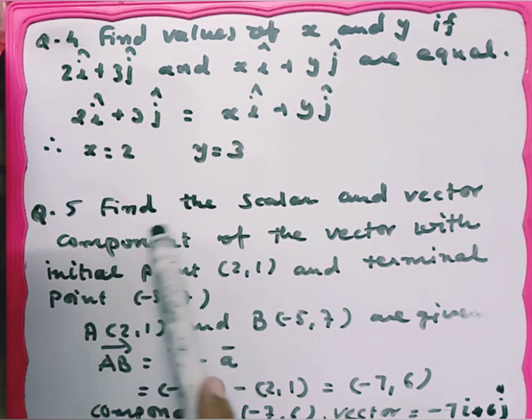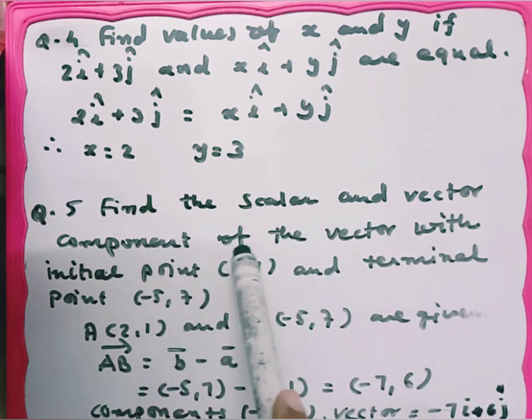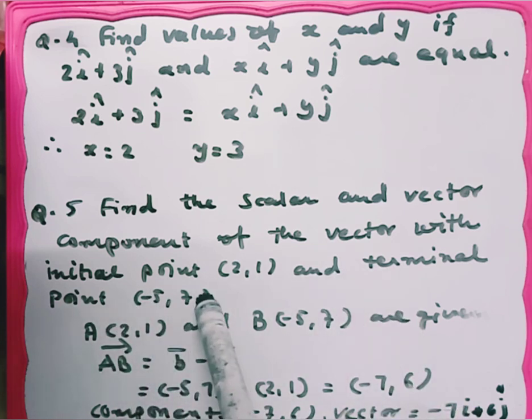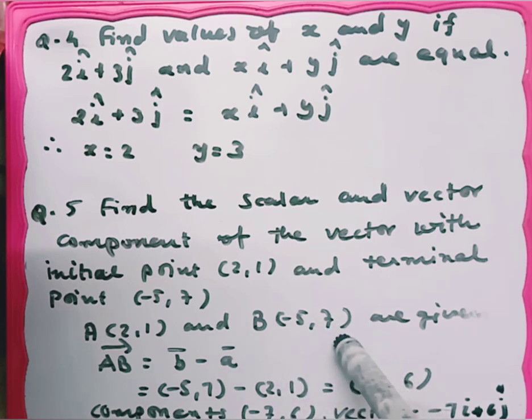Question 5, we have to find the scalar and vector components of the vector with initial point (2, 1) and terminal point (minus 5, 7). If we take point A as (2, 1) and point B as (minus 5, 7), then vector AB is given by B bar minus A bar, the position vectors, so (minus 5, 7) minus (2, 1). So minus 5 minus 2 is minus 7, and 7 minus 1 is 6. So the components are minus 7 and 6, and the vector is minus 7i plus 6j.